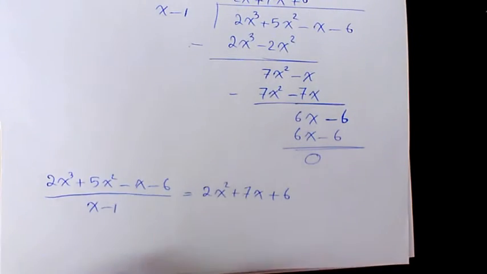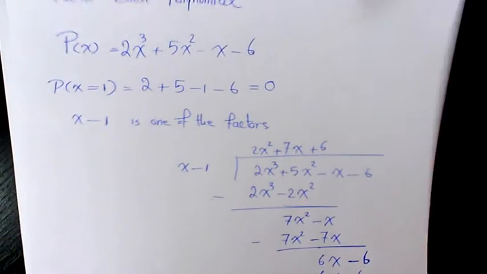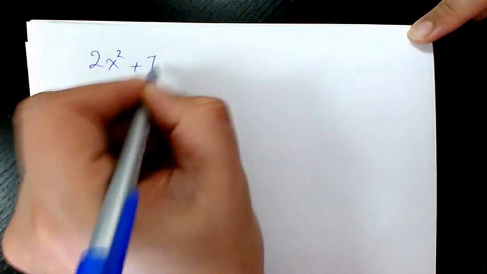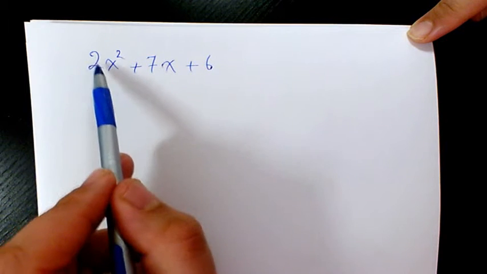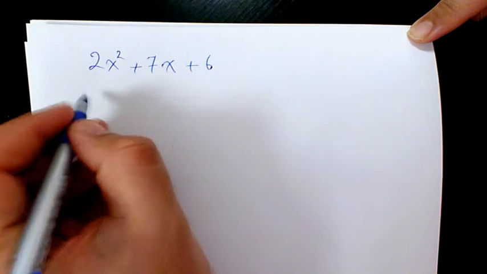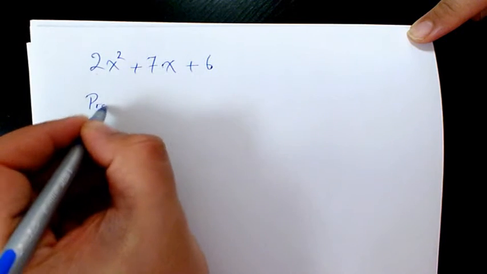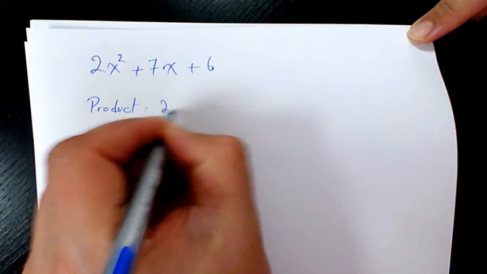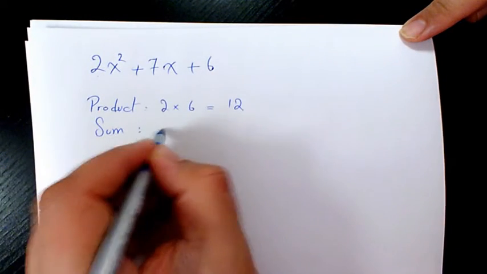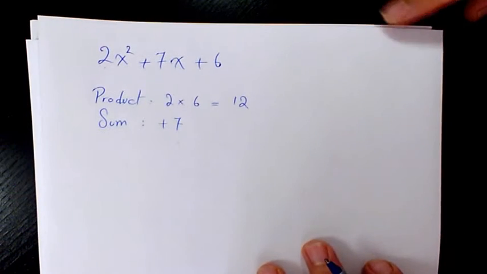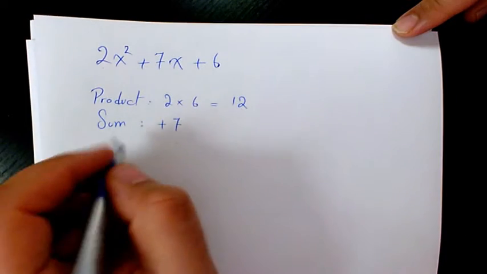Now I need to factor this quadratic function. We know so far x minus 1 is one of the factors. Let's look at the rest of it. Now it is a quadratic function, so it is going to be super easy to find out. Since the coefficient here is not 1, I need to multiply 2 and 6, which is 12, so we're looking for two numbers whose product is 12 and whose sum is plus 7.